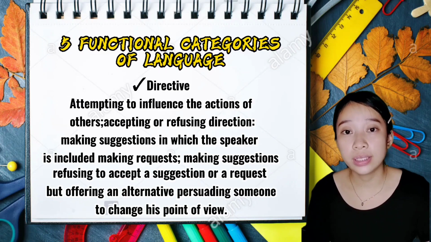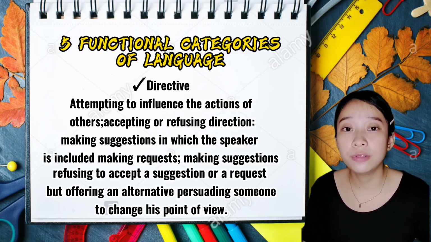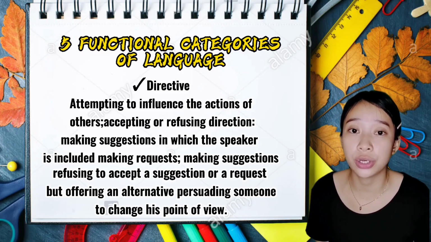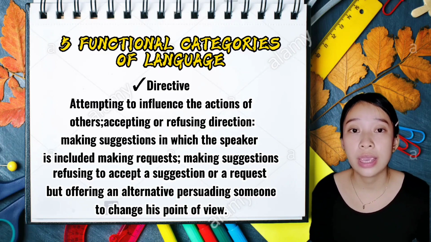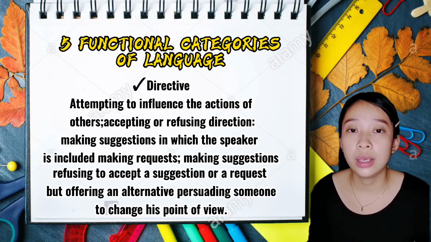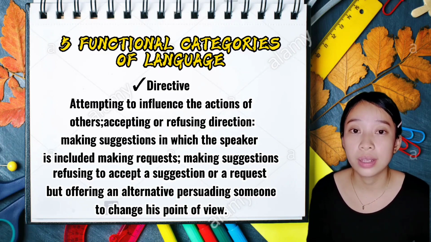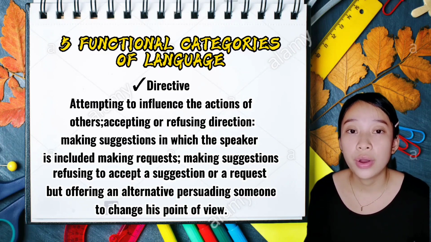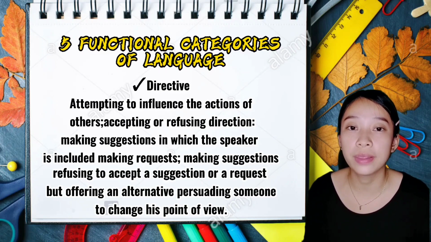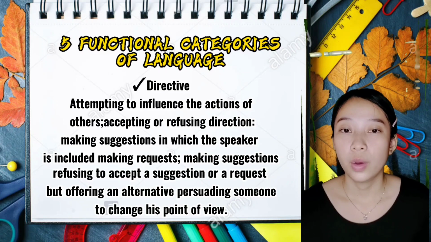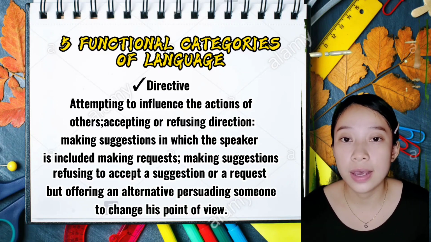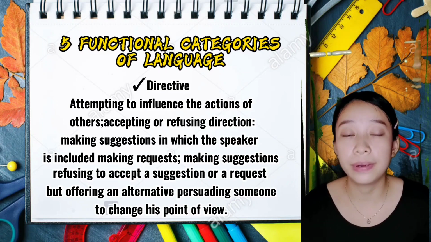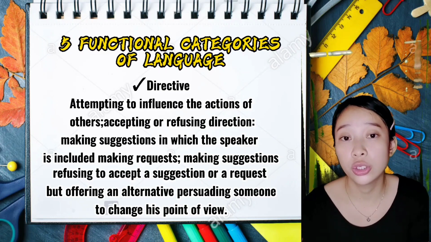The third one is directive: attempting to influence the actions of others, accepting or refusing direction, making suggestions in which the speaker is included, making requests, refusing to accept a suggestion or a request but offering an alternative, persuading someone to change his point of view. When we say directive, it is like discouraging someone from pursuing a course of action.